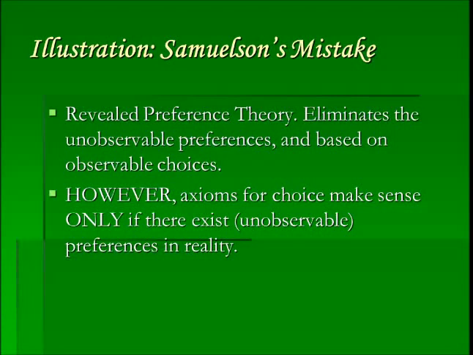Samuelson's mistake, that the observable choice was taken as a replacement for the feeling of preference in the heart, but in fact it doesn't work. And in fact this has been pointed out by Stanley Wong in a book which he wrote on this whole topic of how revealed preference theory doesn't actually work to do what it is supposed to be doing. It cannot eliminate the preference.